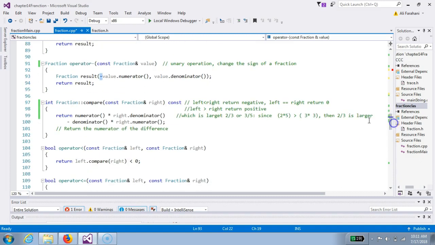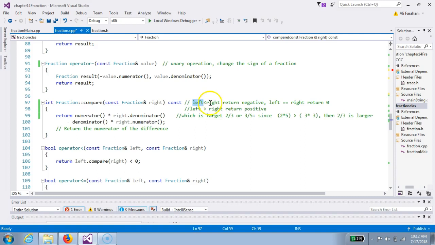Now compare. How is compare done here? Compare is a member function. It's defined inside the class. Basically, when you call compare, an object will call the compare function, and that object is a fraction. It will compare itself with this other fraction, which is passed as a parameter. So the left that you see here in the comments refers to the implicit object, or the implicit fraction. In other words, the fraction that's making the call. That's the left operand here.